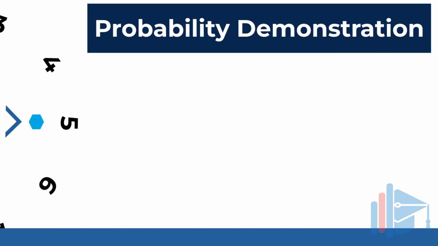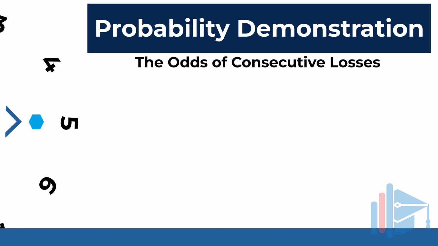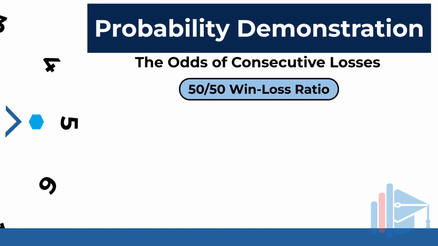Trading is as much about managing probabilities as it is about strategy. To understand the importance of risk control, let's explore the chances of a losing streak using a simple 50-50 random walk trading method, a system with no edge, where every trade has an equal chance of being a win or a loss. Even in a system with a perfectly balanced 50-50 win-loss ratio, strings of losses are inevitable.